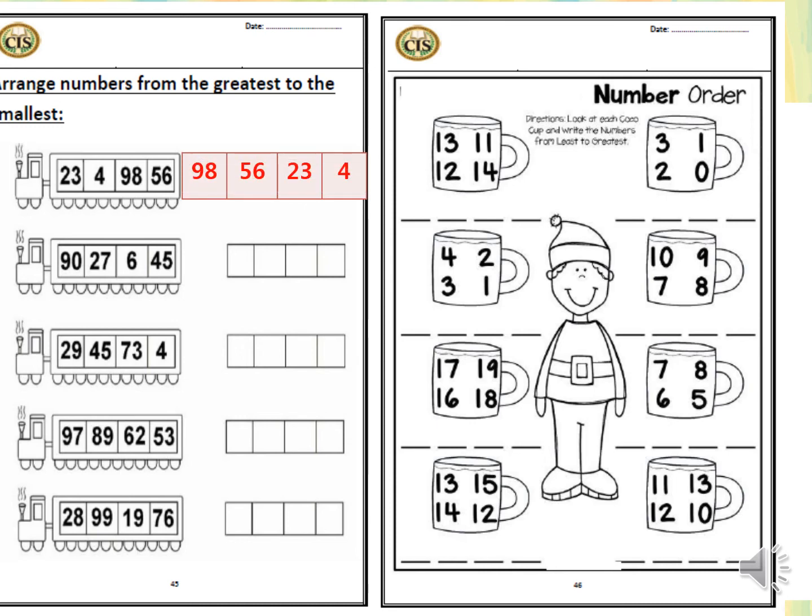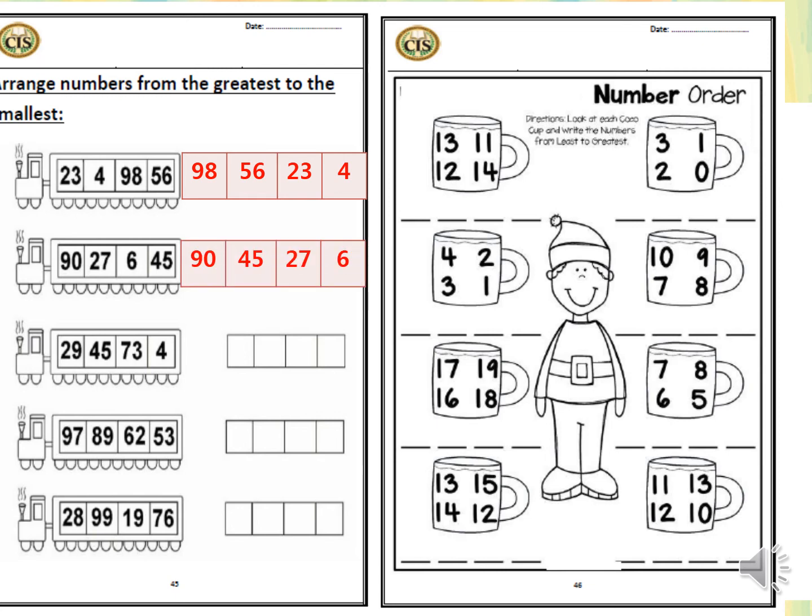Next train here, we have 90, 27, 6, and 45. Okay, so we have here 2-digit, 2-digit, 1-digit, 2-digit. Okay, so we are going to look at tens place. We have here 9, 2, 4. So which one is the greatest? So 90, 45, 27, and the last one will be 6.